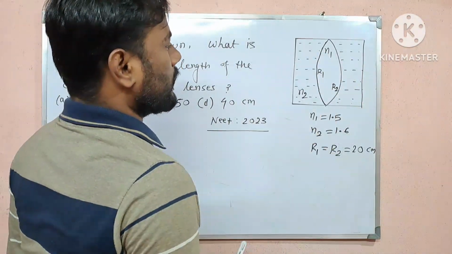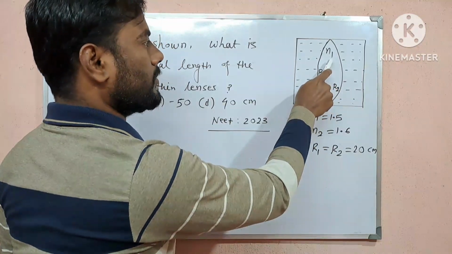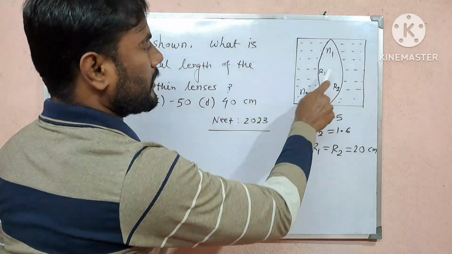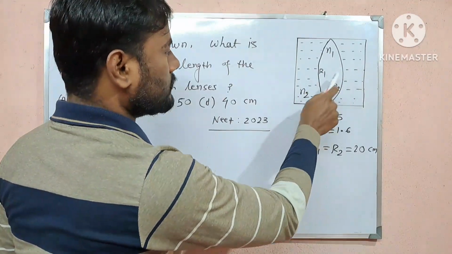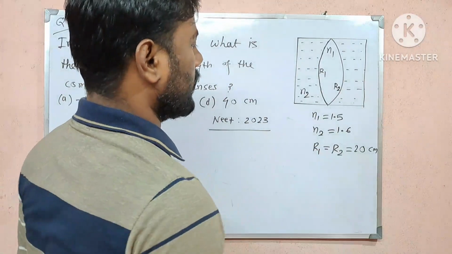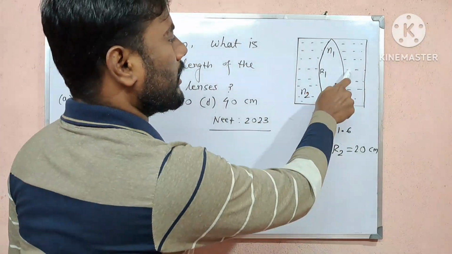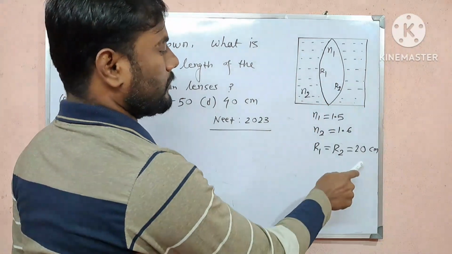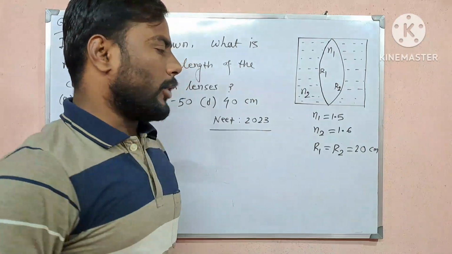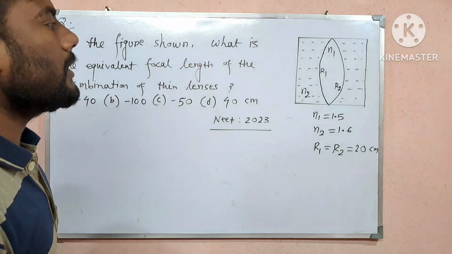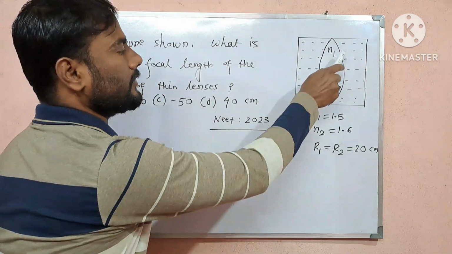This is the figure where N1 is the refractive index of the material of the lens, which is given 1.5, and N2 is the refractive index of the surrounding medium of the lens. That means N2 is the refractive index of the liquid, which is given 1.6. And R1 and R2 are the radius of curvature of the curved surfaces, and R1 and R2 both have values 20 centimeter. So if you see carefully, there are basically three lenses.